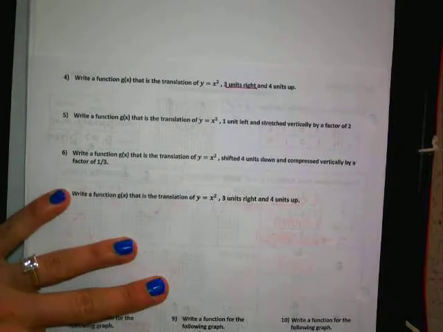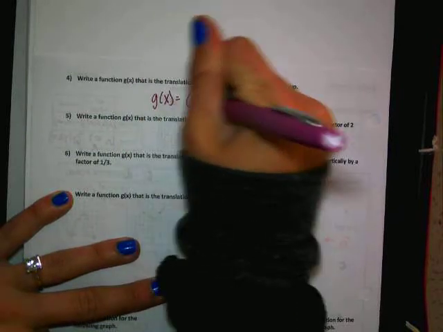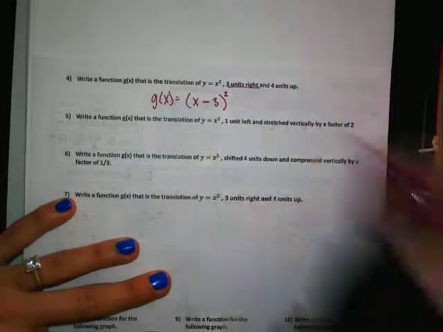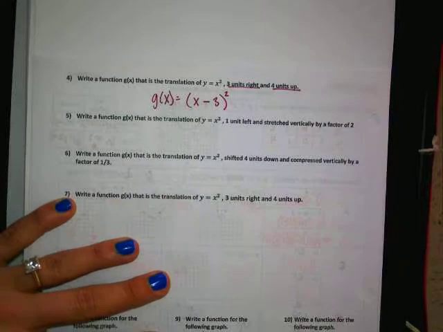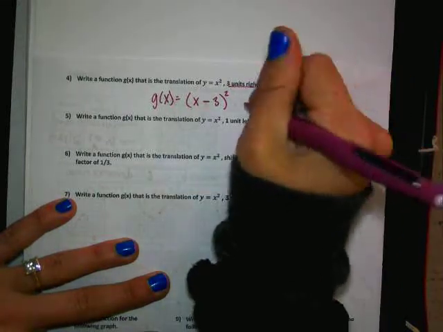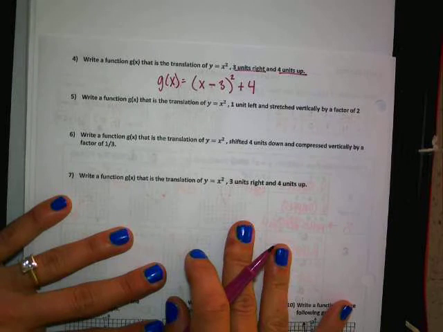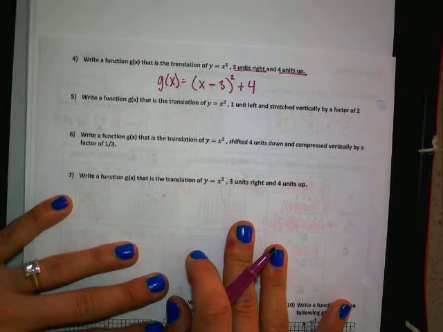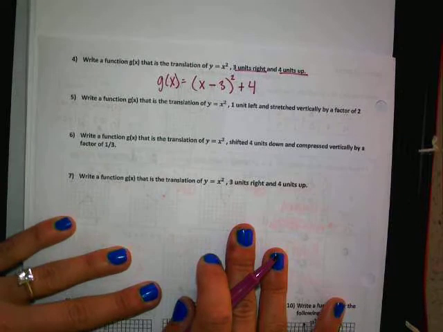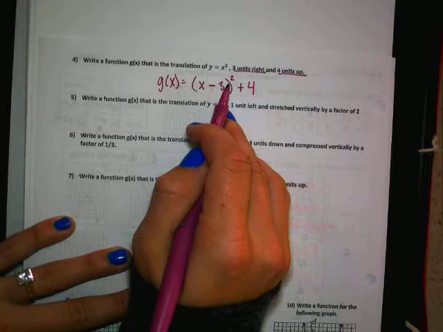Is that going to go on the inside or the outside? The inside. And is it going to be a minus 3 or a plus 3? It's a minus 3. 4 units up. Is that going on the inside or outside? Outside. Is it going to be a plus 4 or a minus 4? Plus 4. That's it. So why'd you put squared on this? Everything's always squared because it's squared in the original, so it's going to be squared here.